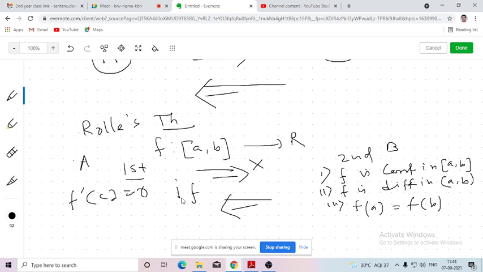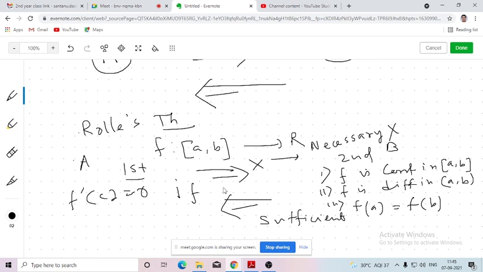f dash c equals 0 if this holds. That means if B holds, then A will hold. So that is called the sufficient part. But f dash equals 0 doesn't imply that all these three conditions will be valid. So this is called the necessary part. So here, this theorem is sufficient but not necessary. That means if this holds, this may not hold always. That's why we can say that this condition is sufficient but not necessary. Is that clear or not?